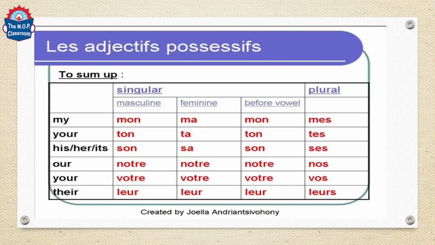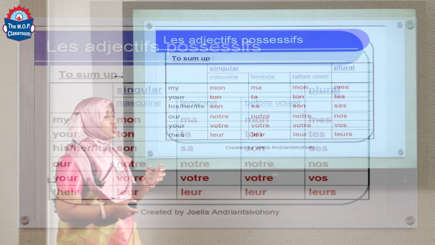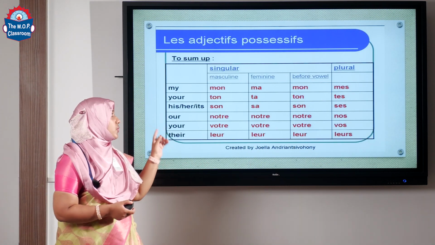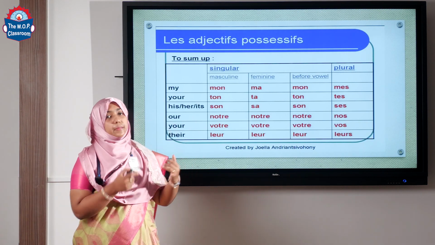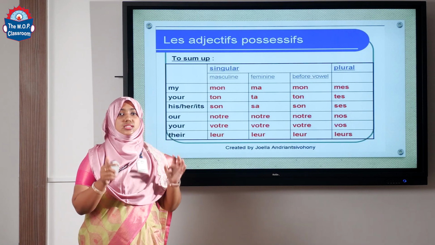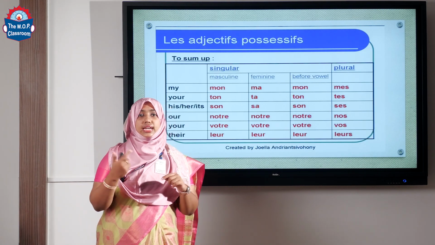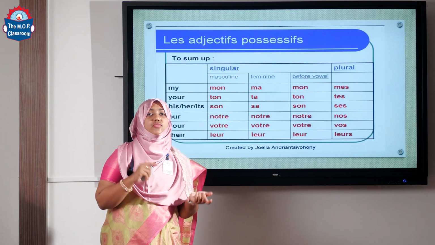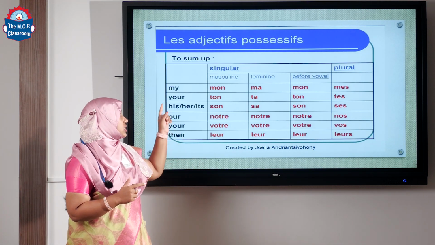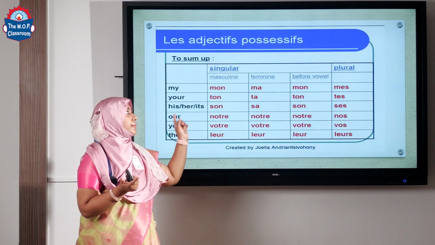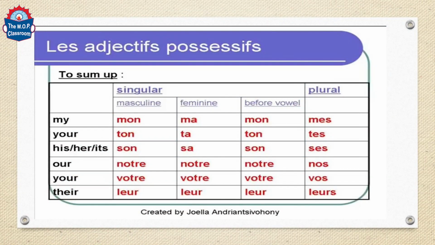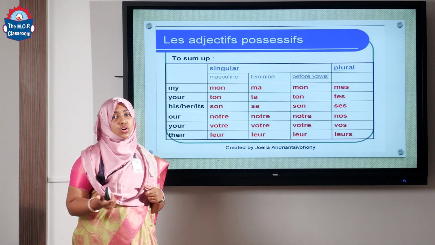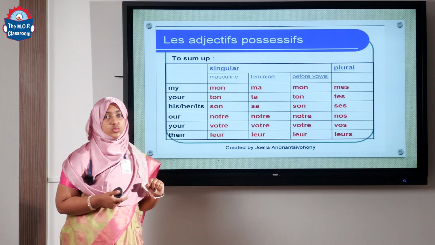Now the tabular column of adjective possessive is, so for je we have mon, ma, mes. All the three, mon, ma, mes, mean my. In English it's translated as my, but the usage varies, it depends on the gender, whether masculine or feminine, and on the number, whether singular or plural. Then for second person singular we have ton, ta, tes. All the three mean your. This is the quite tricky and confusing one.